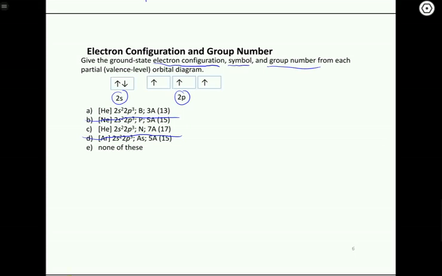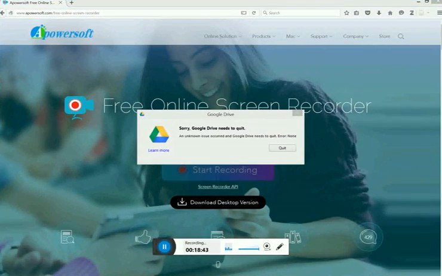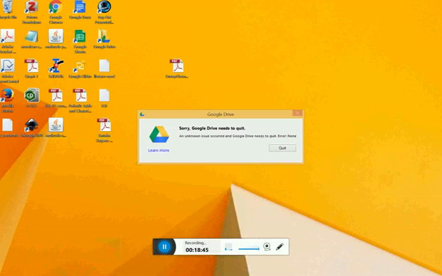All right, for 2s2, 2p3, let's pull up our periodic table. I need to find it. It's on my desktop somewhere.